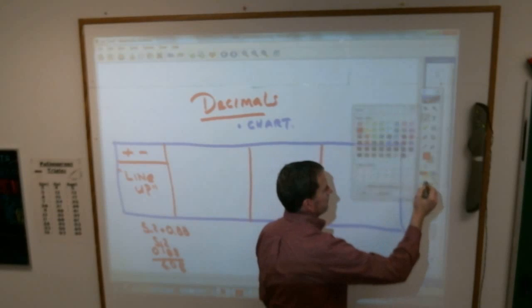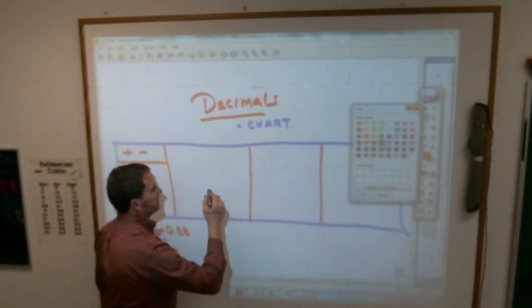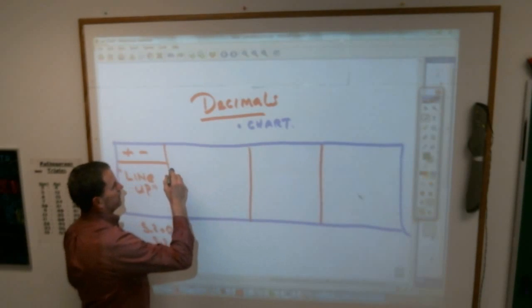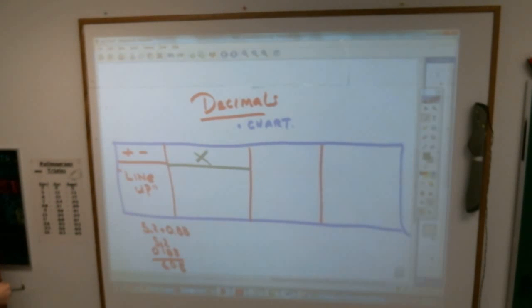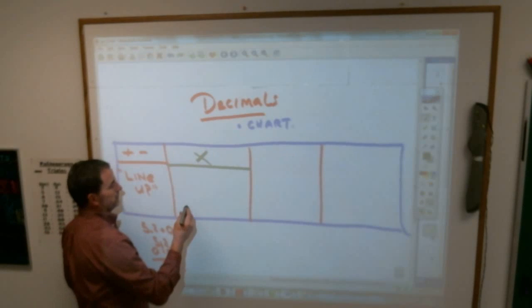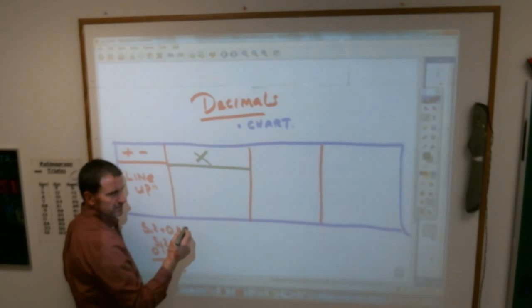What about when you multiply decimals? What is the thing you do when you multiply decimals? I'll give you a clue: it's not line them up. You don't line them up when you multiply. What's the rule there? Write it sideways. No, you write them up and down.